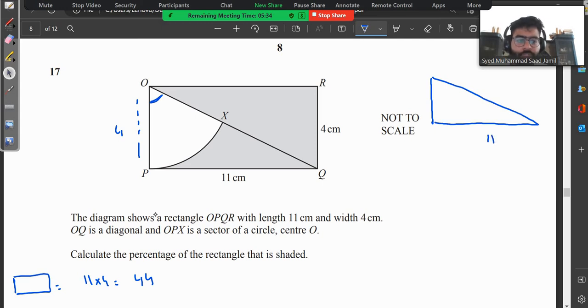We know the base, which is 11. We know the height, which is 4, and this is theta. So this is opposite. This side is hypotenuse because of the 90 degree, and this side is adjacent. We already have opposite and adjacent, and we can easily find the angle.